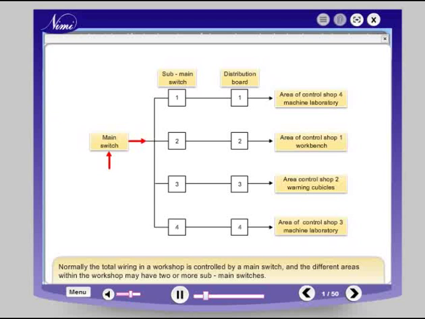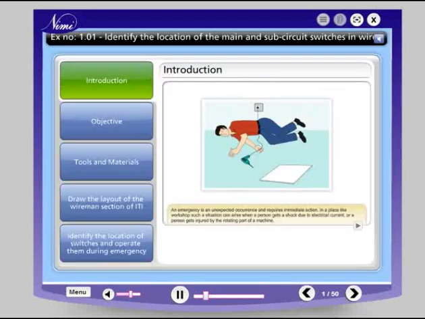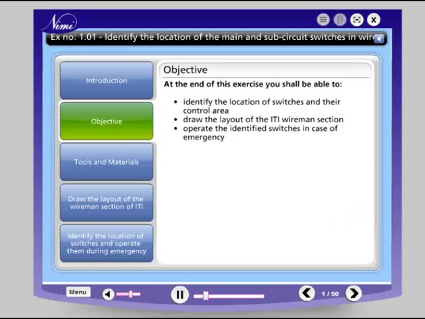At the end of this exercise, you shall be able to identify the location of switches and their control area. Draw the layout of the ITI wireman section. Operate the identified switches in case of emergency.